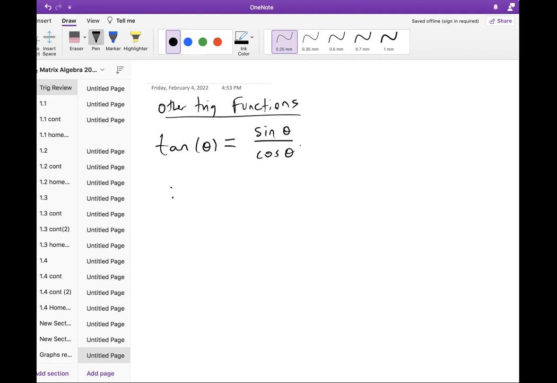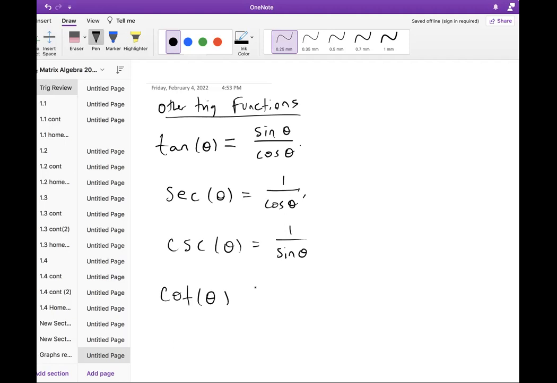We'll define secant as 1 divided by cosine. We'll define cosecant as 1 divided by sine. And we'll say cotangent is 1 over tangent, or cosine over sine. Those are just things you should memorize. But again, sine and cosine are the main players here.